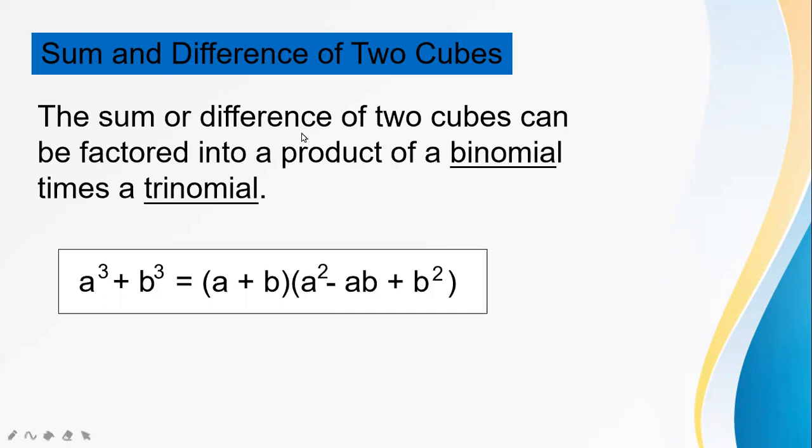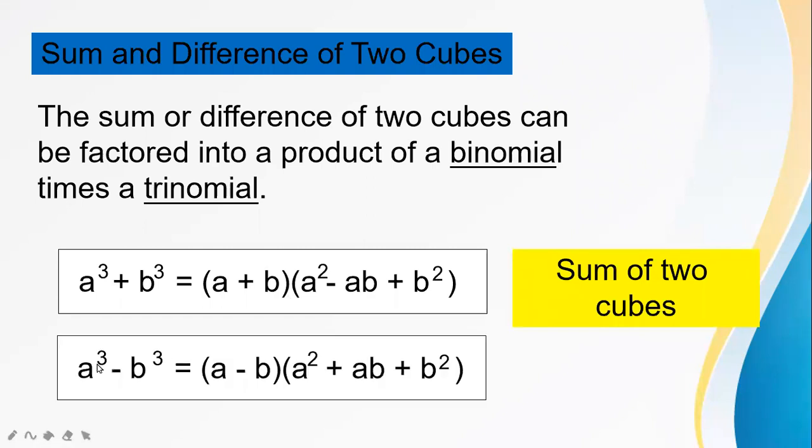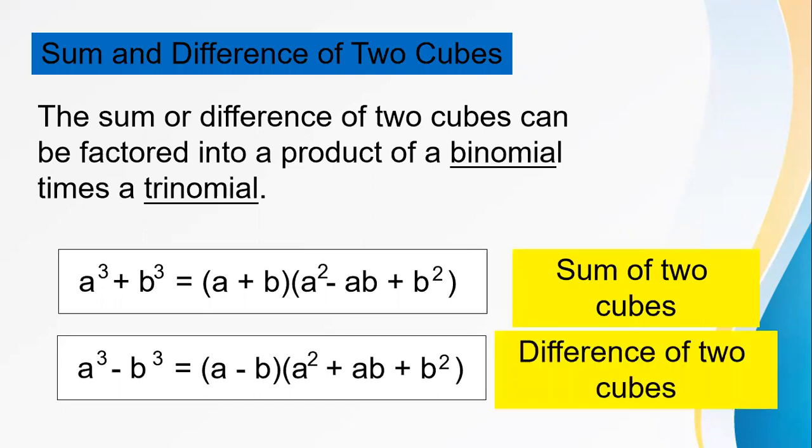a cubed plus b cubed equals a plus b, times a squared minus ab plus b squared. Sum of two cubes. a cubed minus b cubed equals a minus b, times a squared plus ab plus b squared. Difference of two cubes. Now look at the signs: positive, negative, positive for the sum, and negative, positive, positive for the difference.